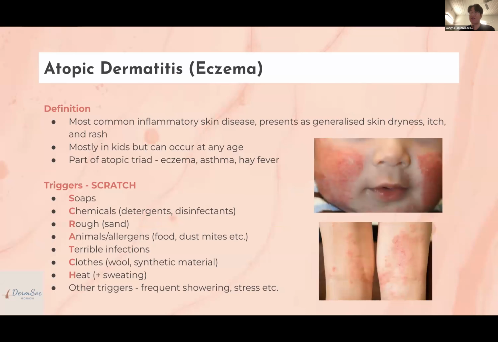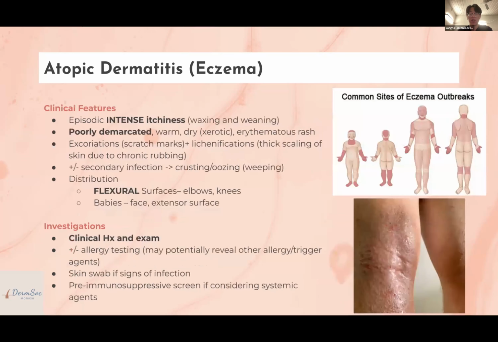people commonly grow out of it as they age, and it's part of the famous atopic triad of eczema, asthma, and hay fever. There's a whole bunch of triggers for eczema, but there's a good mnemonic for it, which is SCRATCH. So things like soaps, chemicals, rough materials, sand, animals and allergens, terrible infections, clothing, particularly wool or synthetic material, heat, and other triggers like frequent showering and stress.